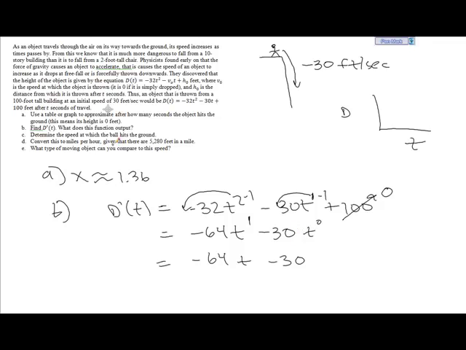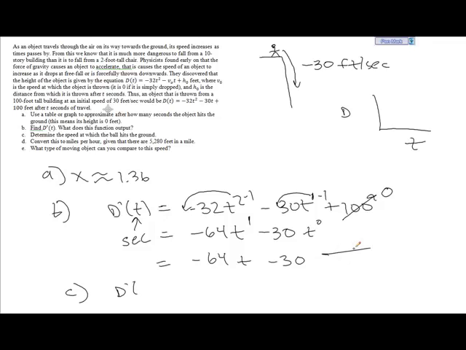We want to determine the speed at which the ball hits the ground. So how quickly is it traveling when it hits the ground? First of all, we want to know what this function outputs. This is a slope function. This function gives us the slope at any given second.